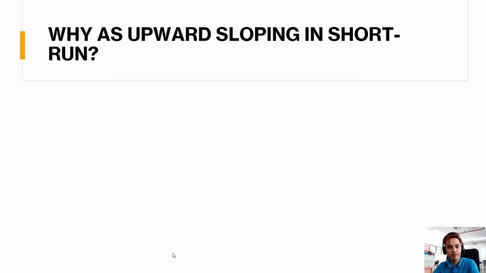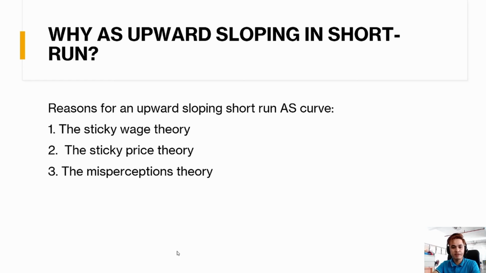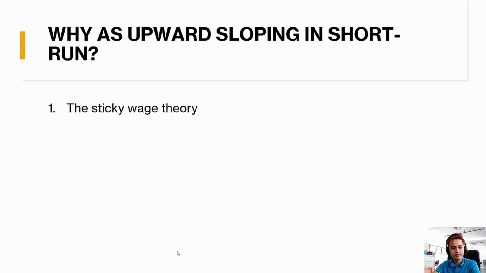So why is the AS curve upward sloping? We have three reasons for that: the sticky wage theory, the sticky price theory, and the misperception theory. When we say sticky in economics, it means that it is not adjusting that much if there is a change in the economic phenomena.